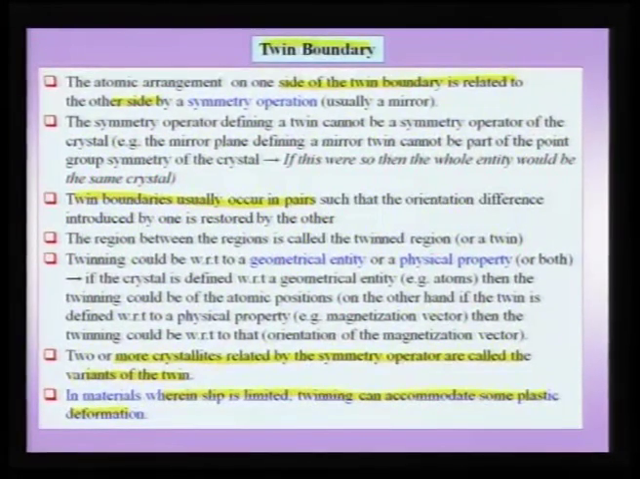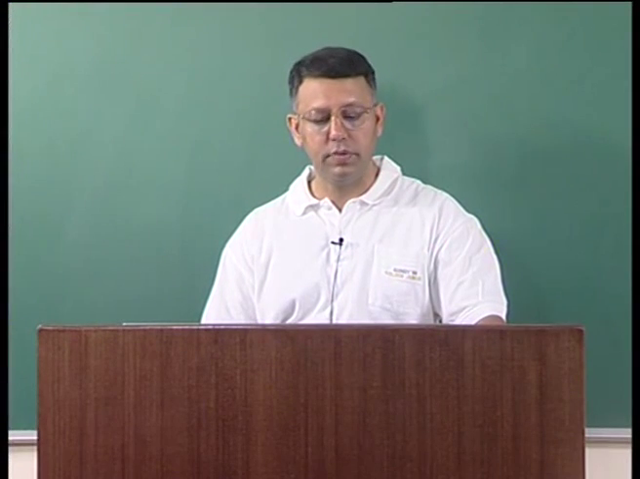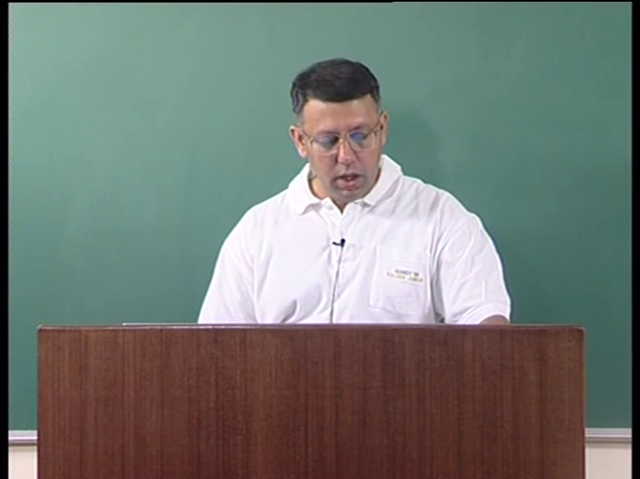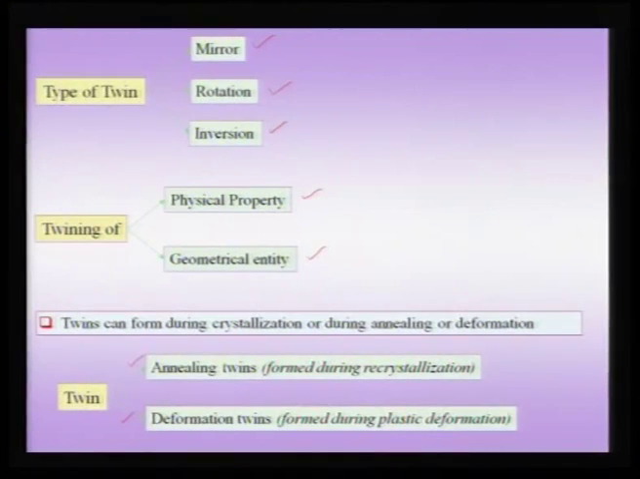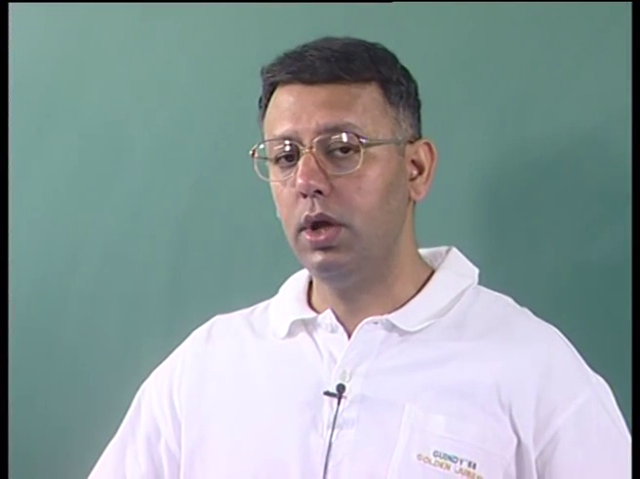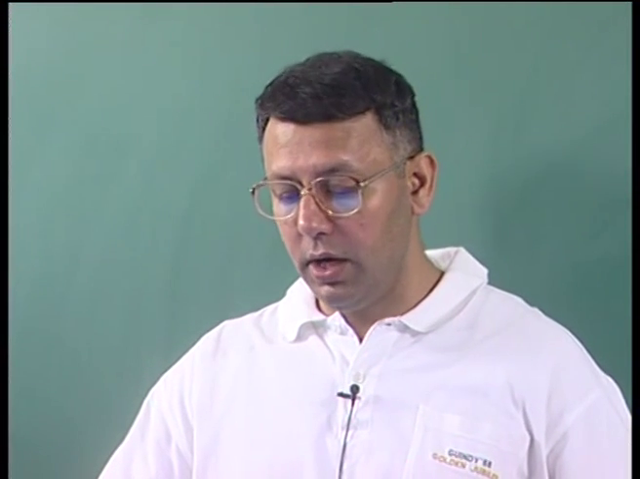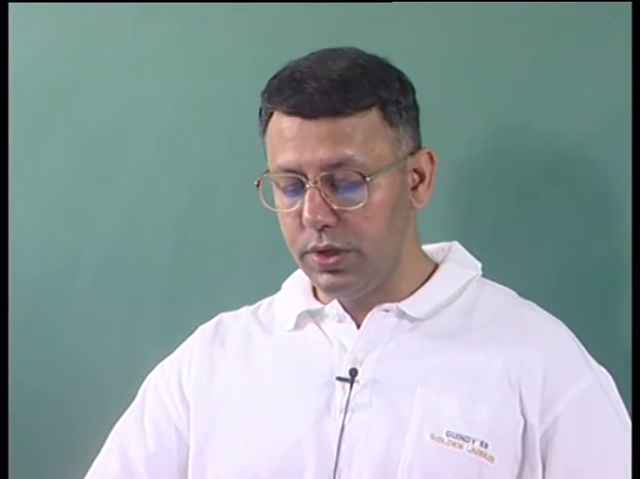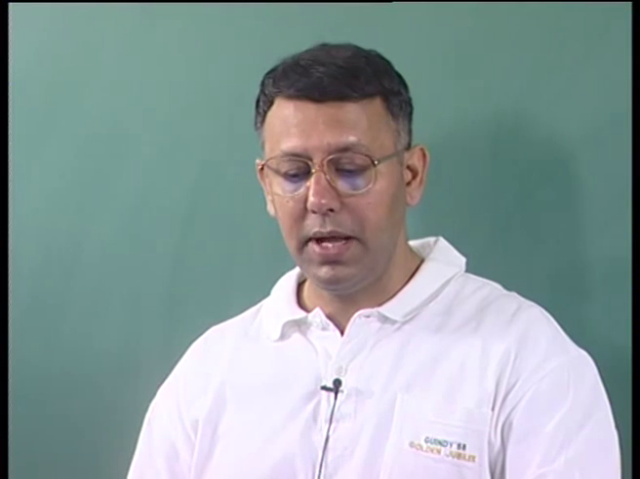there are two variants of a twin which are connected by a symmetry operation which is not an inherent symmetry operation of either of the crystals. And we can have twins which are mirror twins, rotation twins, inversion twins. And we had also noted that twinning can play a very important role in plasticity, especially in materials wherein plasticity by slip is severely limited. Therefore, we can have annealing twins which are produced during recrystallization, or we can have twins which are produced during plastic deformation.